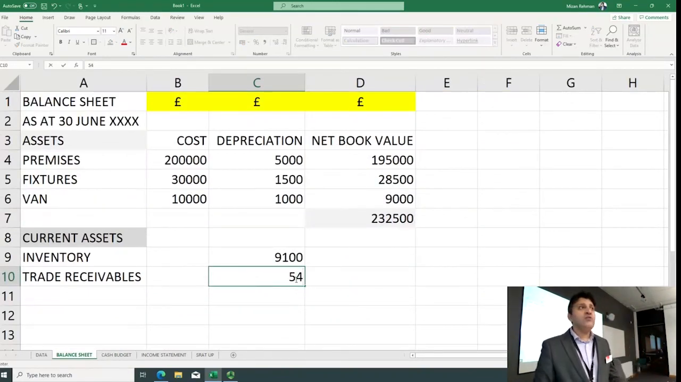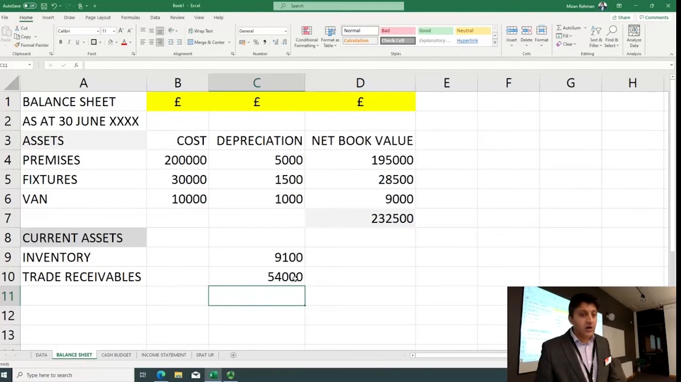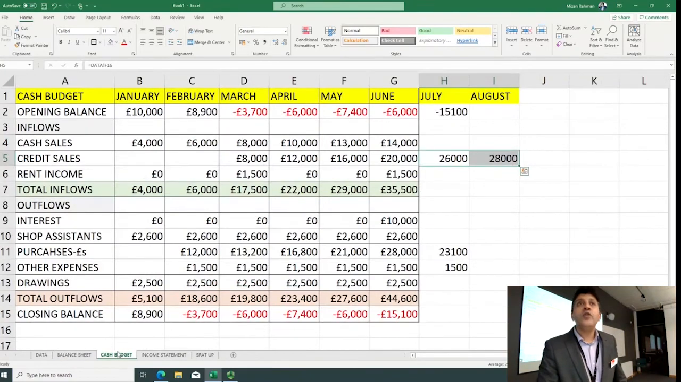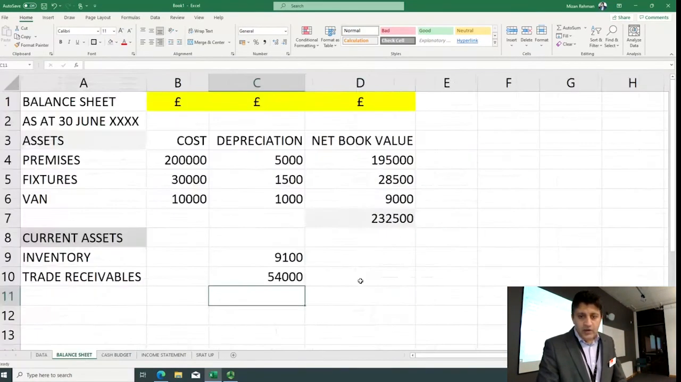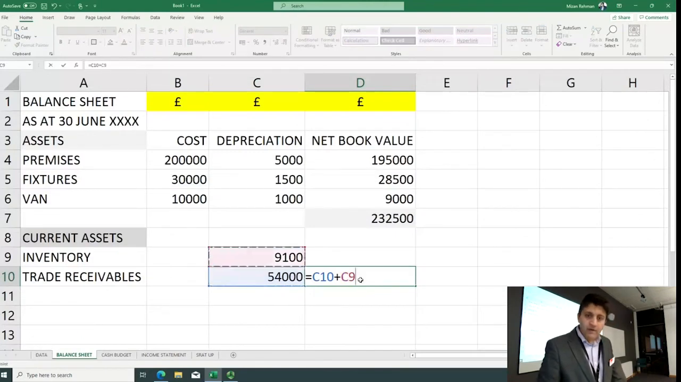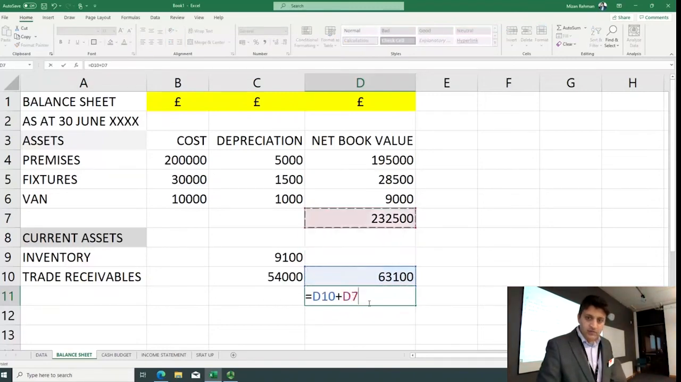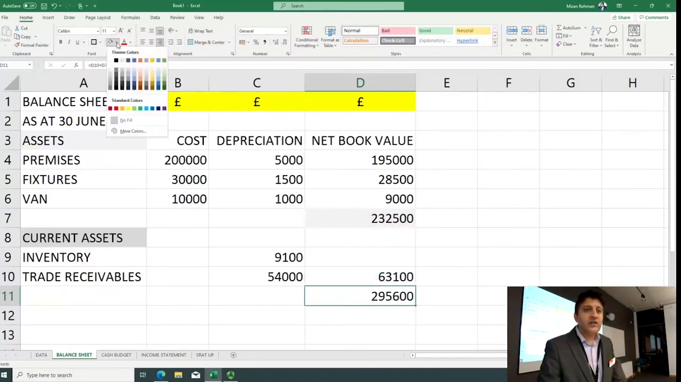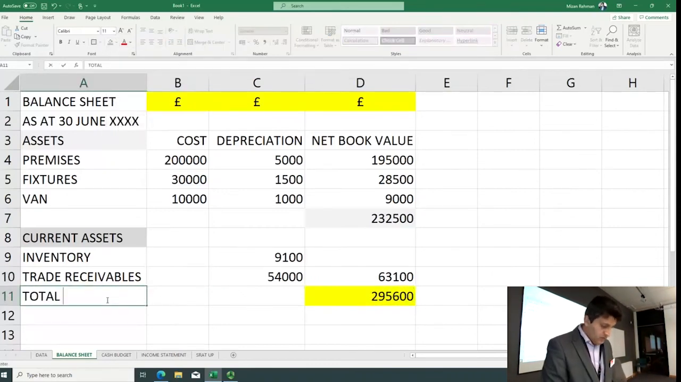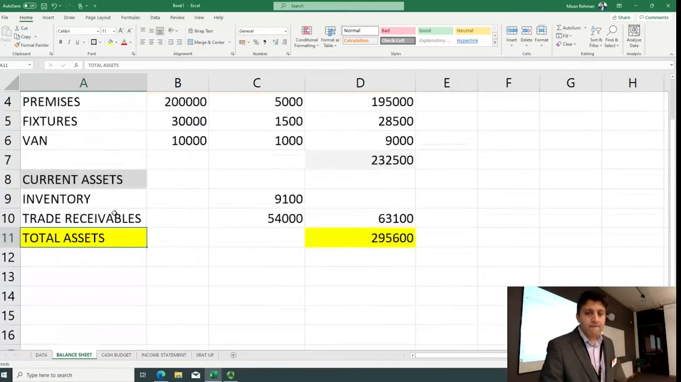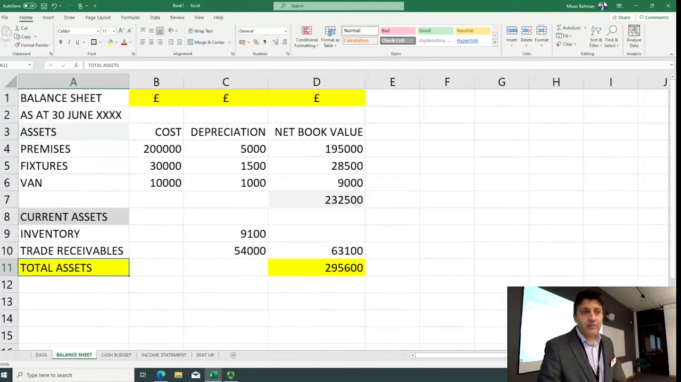Depreciation, inventory, account receivables, these are called adjustments. So they are usually done separately out of the data. There is no cash in this business, remember? No cash. So that's it. Let's total these two up. 63,000. And if I total this and my assets, I get 295,600 pounds. That are my total assets. That's one side of the balance sheet.